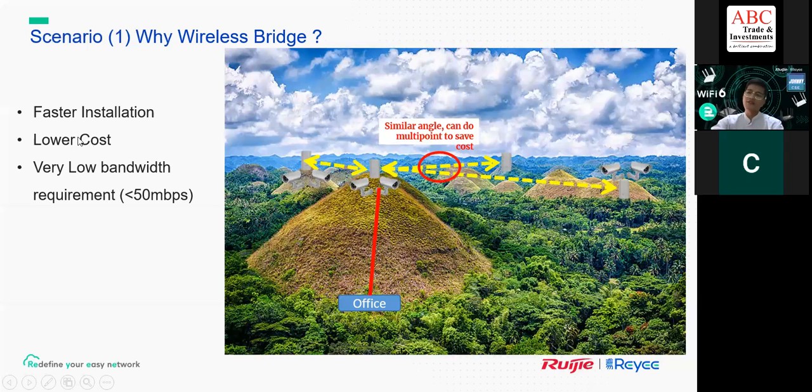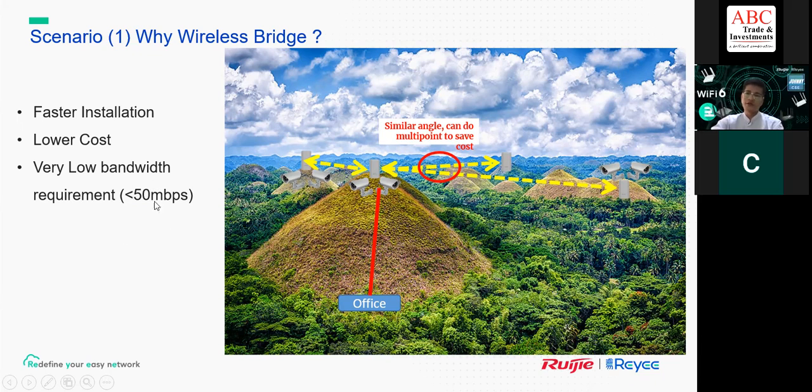So in here, I highlight faster installation, lower cost, very low bandwidth requirements like 50 Mbps. Okay, you mentioned here less than 50 Mbps because if you are using multiple points, it will reduce your traffic. And this station can share the traffic to others, not like directly share the traffic, can share the traffic. So you will get less than 50 Mbps.